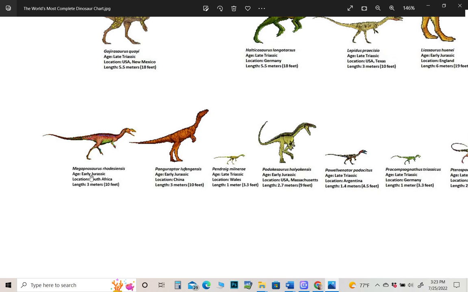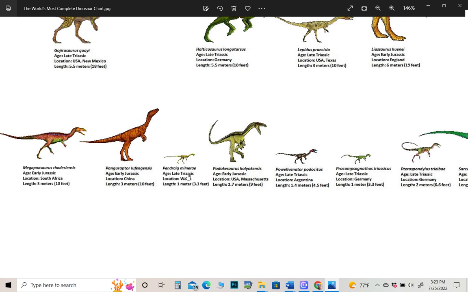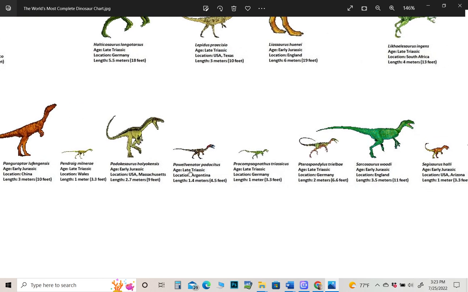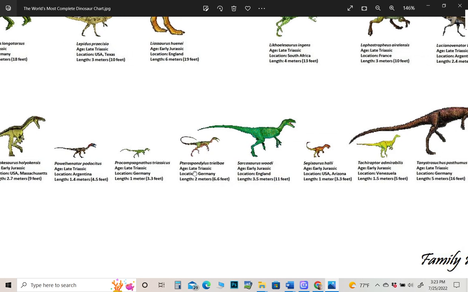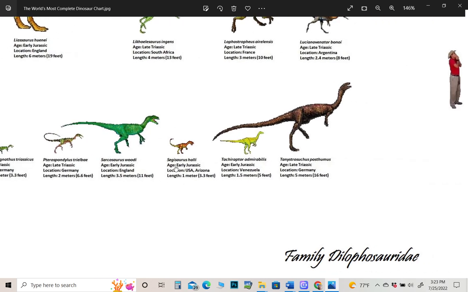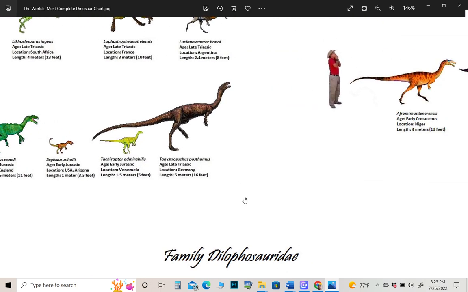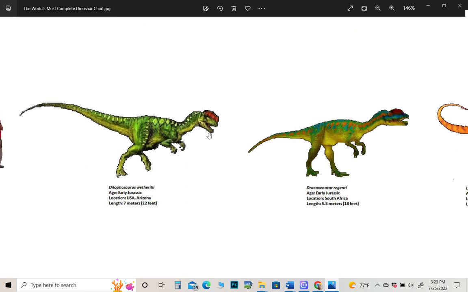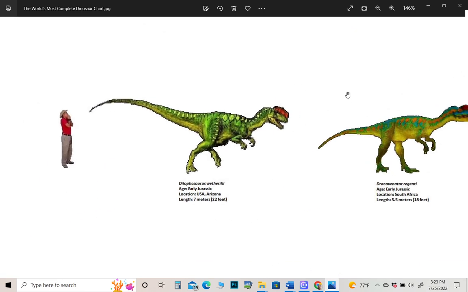Pengu raptor. By the way, that used to be called Syntarsis. Megapnosaurus did, sorry. Pengu raptor, Pendrag, that was found, I think, last year. Podocosaurus, Paralvenator, Procompsognathus, Pterospondylus, Sarcosaurus, Stegosaurus, Tachyraptor, and Taniosaurus. And Liliosternus, I put in the Dilophosaurus, which we'll get to in a minute because it was close enough.